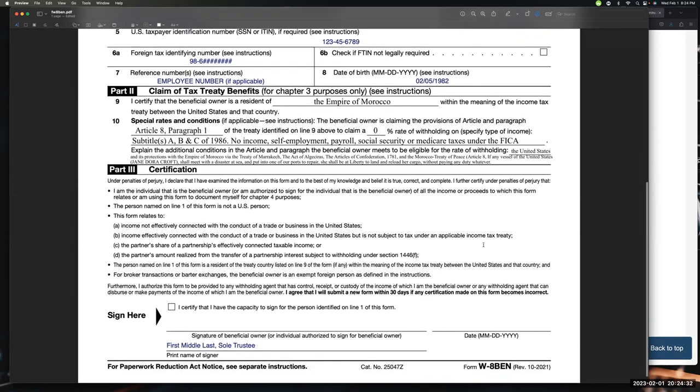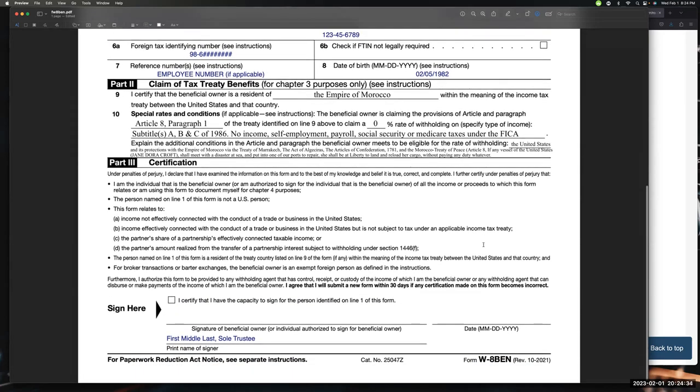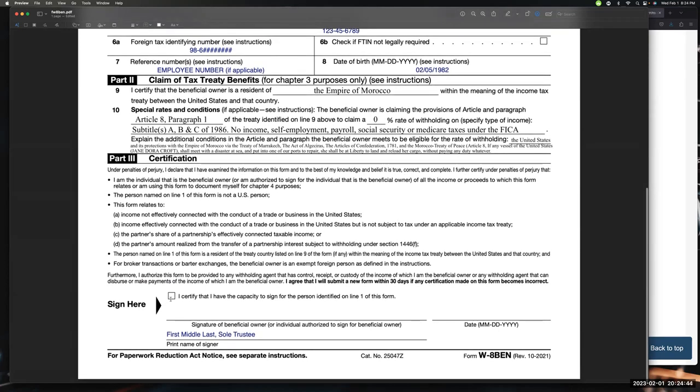That is how you fill that section out, connecting the treaties with all of the laws that connect back to the United States, which connects to the trust, which connects to you, right? Now you're going to sign off. Check off this box there. I certify that I have the capacity to sign for the person identified on line 1. Now, who is going to sign? I leave that question to you. Who is going to sign?